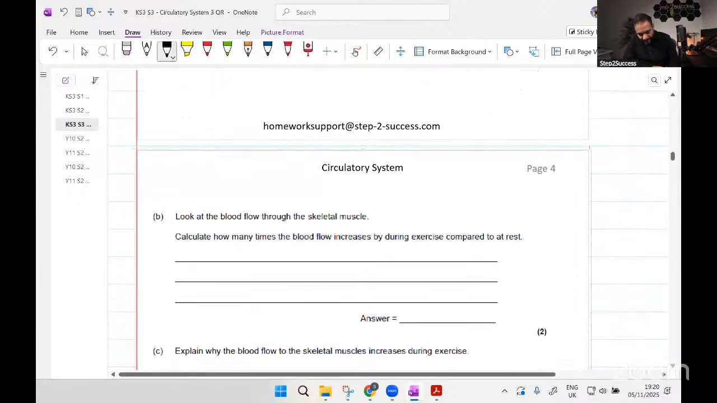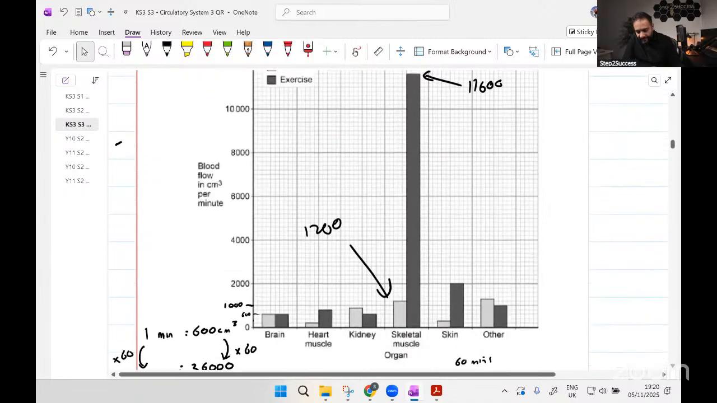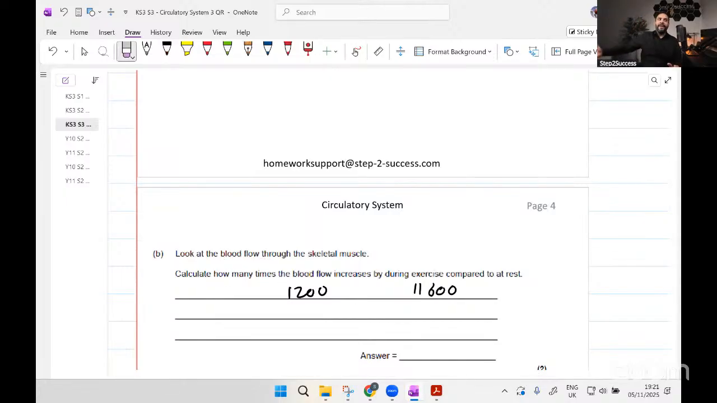The question is how many times it increases by during exercise compared to at rest. So at rest, we just said it was 1,200, and exercise, it was 11,600. 1,200, 11,600. They're the two numbers. But the question is by how many times it's bigger.